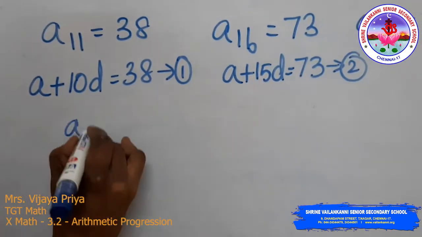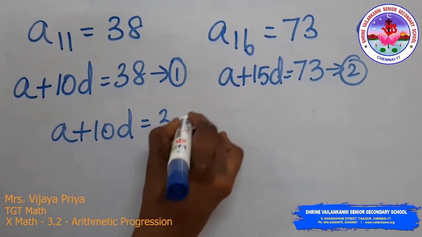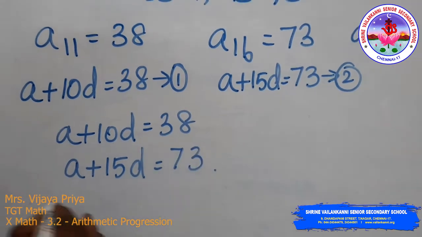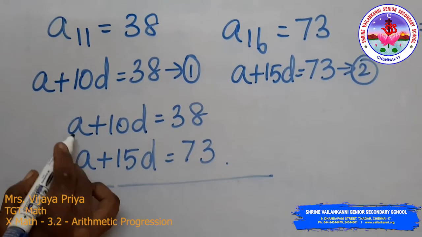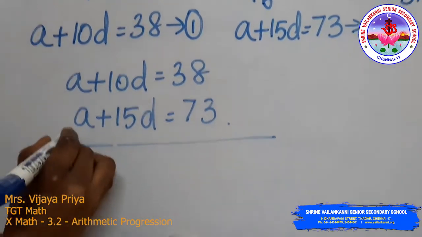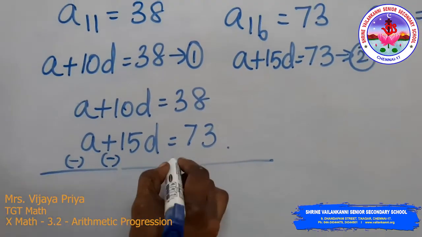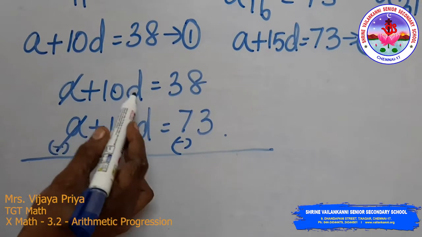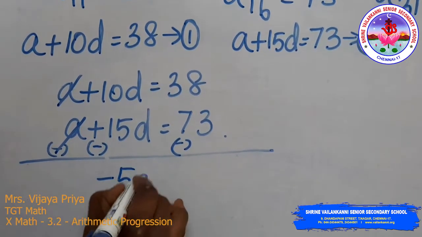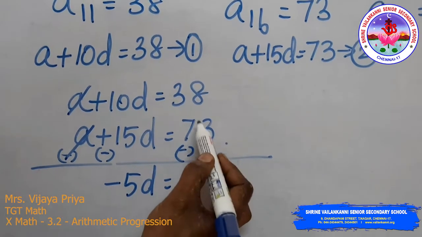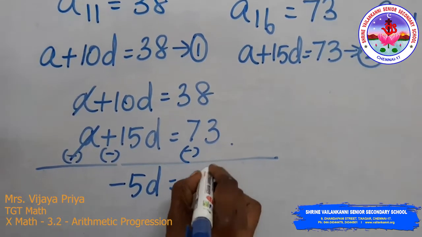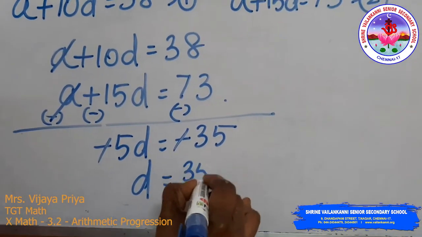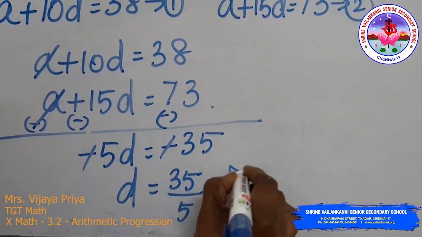So let us write the first equation: a plus 10d is equal to 38. Second equation: a plus 15d is equal to 73. Now solving these equations, you have two plus signs for a, so I am just changing the signs for the second equation. So here plus becomes minus. Plus a minus a gets cancelled, plus 10d minus 15d is minus 5d, which is equal to minus 73 plus 38. It becomes minus 35. Minus gets cancelled. The d value is equal to 35 divided by 5, which is equal to 7.